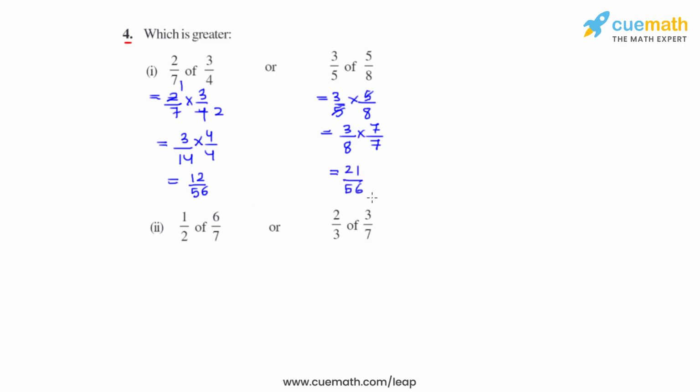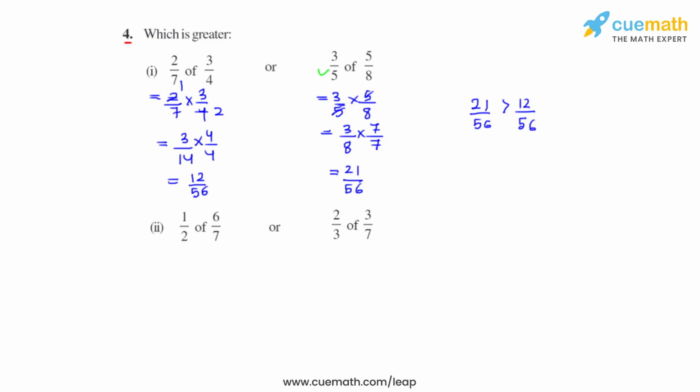So the denominators are the same. We see that the numerators are 12 and 21, and as we know that 21 is greater than 12, we can say that 21 over 56 is greater than 12 over 56. So we can clearly say that 3/5 of 5 over 8 was greater than the other one.